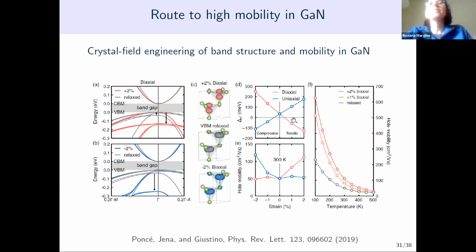So these results are very interesting, and some experimental collaborators of Samuel and Feliciano at Cornell are currently working on confirming these predictions.